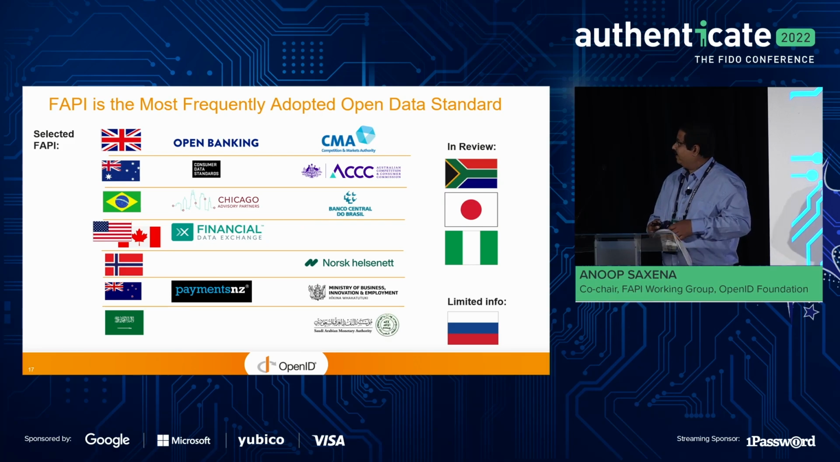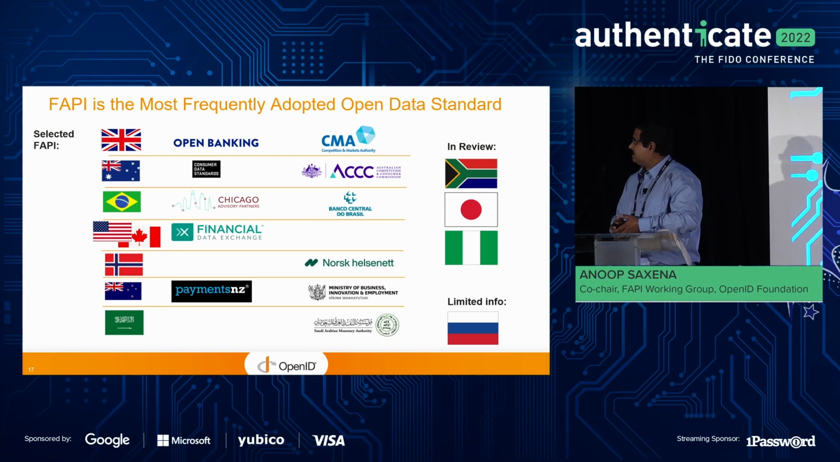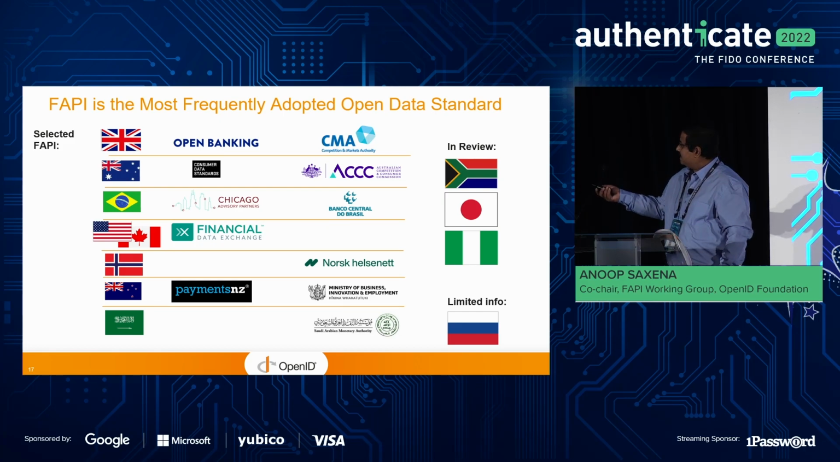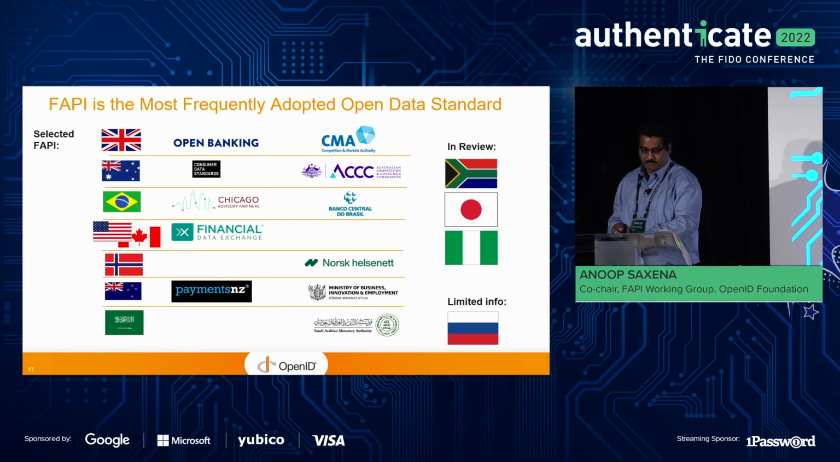So far, FAPI has been very successful in all these areas. If you look at the left-hand side, many are from the UK, Australia, and the US, and then there are open banking initiatives, like in Australia the Consumer Data Standards and the Financial Data Exchange in the US, and payments in New Zealand. And these are regulatory bodies that are contributing or actually adopting it. And there are some countries and regions that are still reviewing it. Japan is one of them.